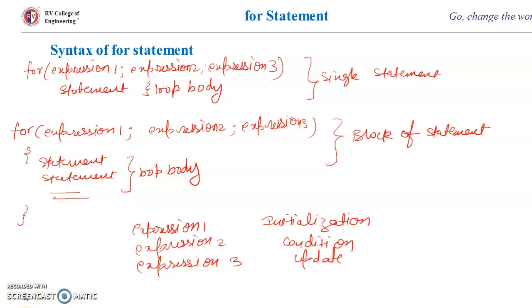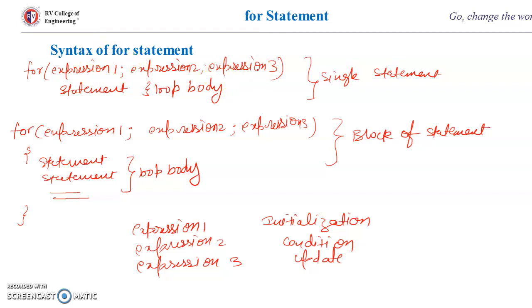In today's video lecture, I will explain the for statement. The for statement has three expressions. Semicolons are used for separating these expressions. You can see here we have three expressions separated by semicolon.